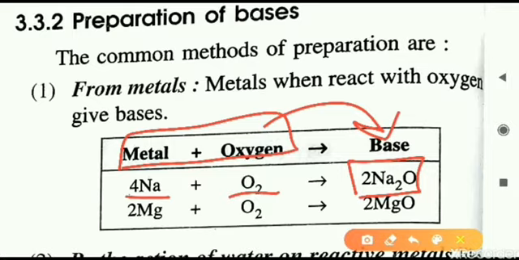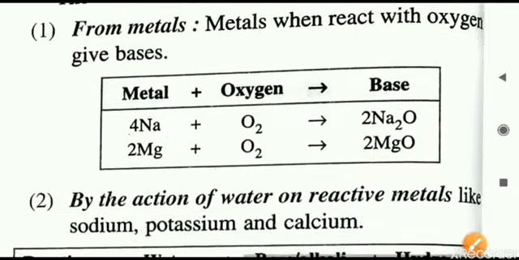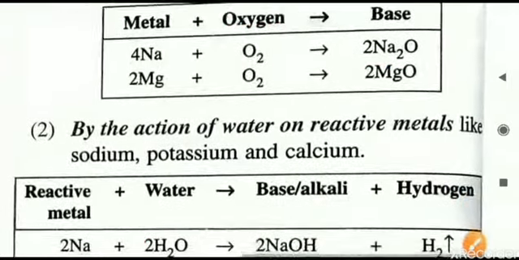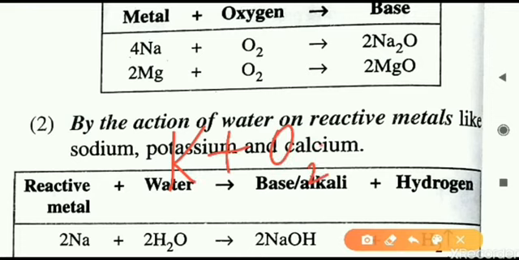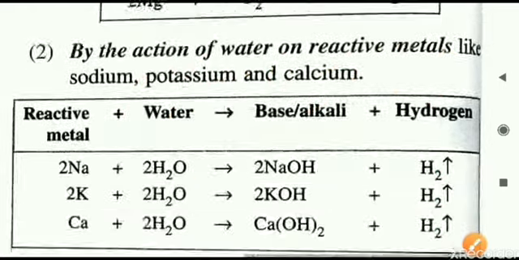Next, one more example you can see. These are all active metals: sodium, magnesium, any other you can take, like calcium or potassium. For example, potassium reacts with oxygen, we will get K2O, that is potassium oxide. Then we can balance this equation in our own way. That is the formation of a base.